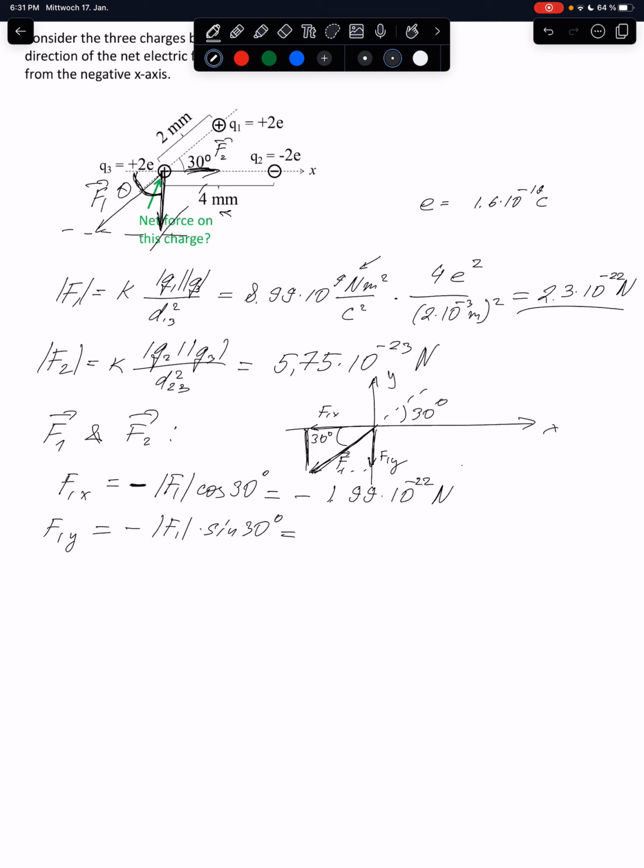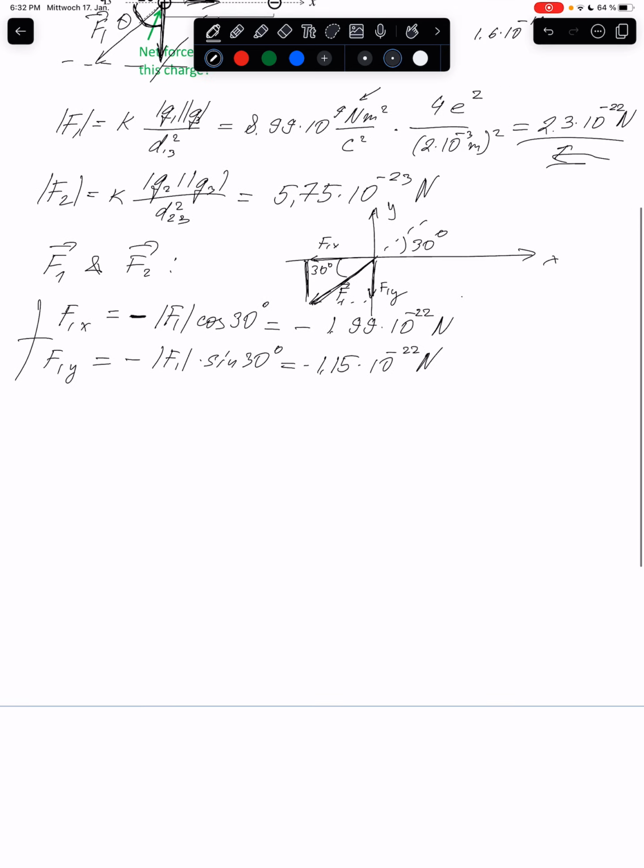Doing this simple calculation, sine of 30 degrees is actually 1/2. So the only thing we need to do is to take this number and divide by 2. We'll obtain 1.15 times 10 to the negative 22 newtons, and don't forget the negative sign. Perfect. So we found the vector components for the force F1.